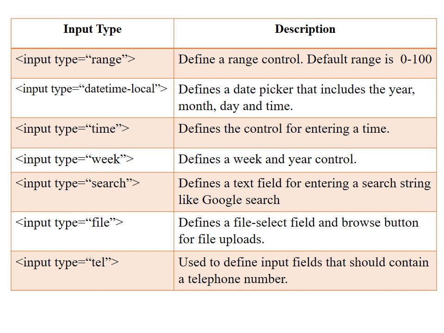Next control, input type equal to week, defines a week and year control. After that, next control, input type equal to search, defines a text field for entering a search string like a Google search. Next control, input type equal to file, defines a file select field and browse button for file uploads. And the last control, input type equal to tel, is used to define input fields that should contain a telephone number.